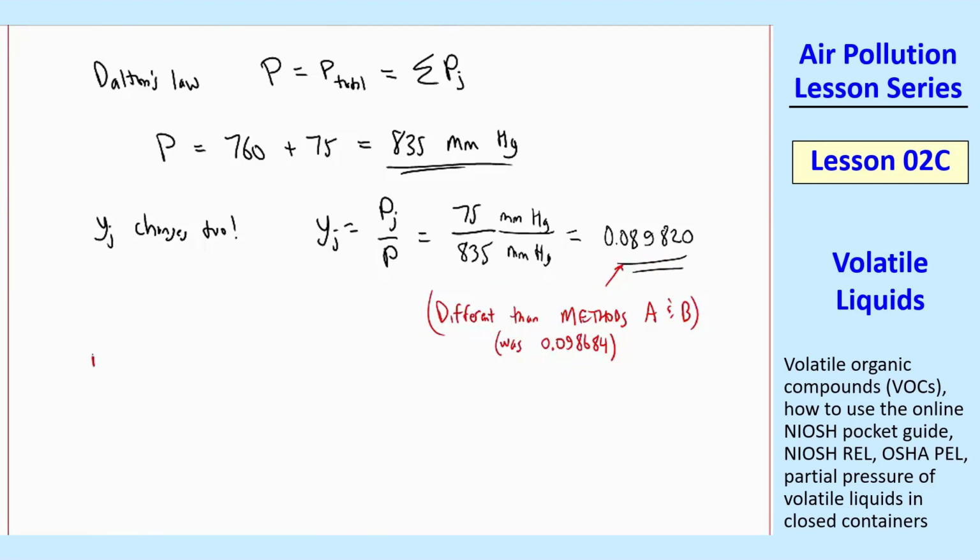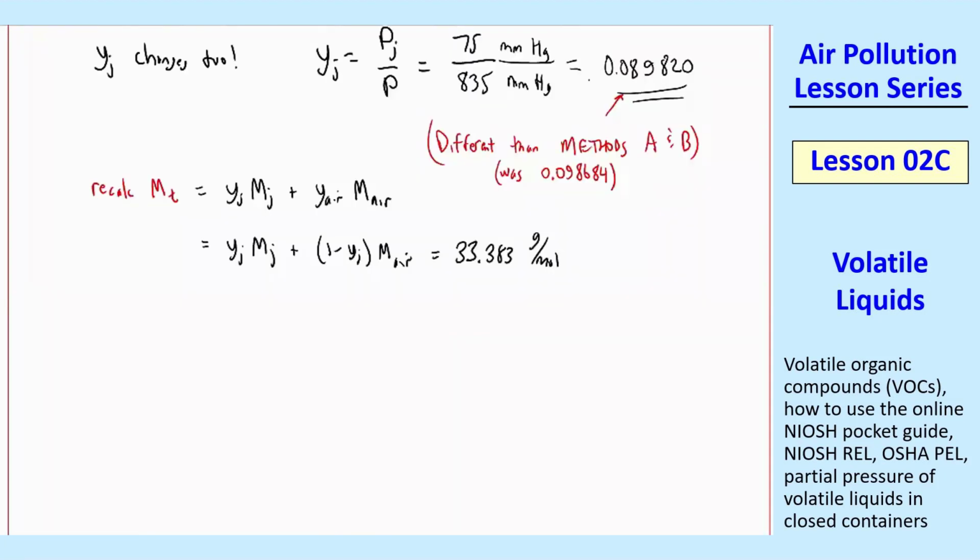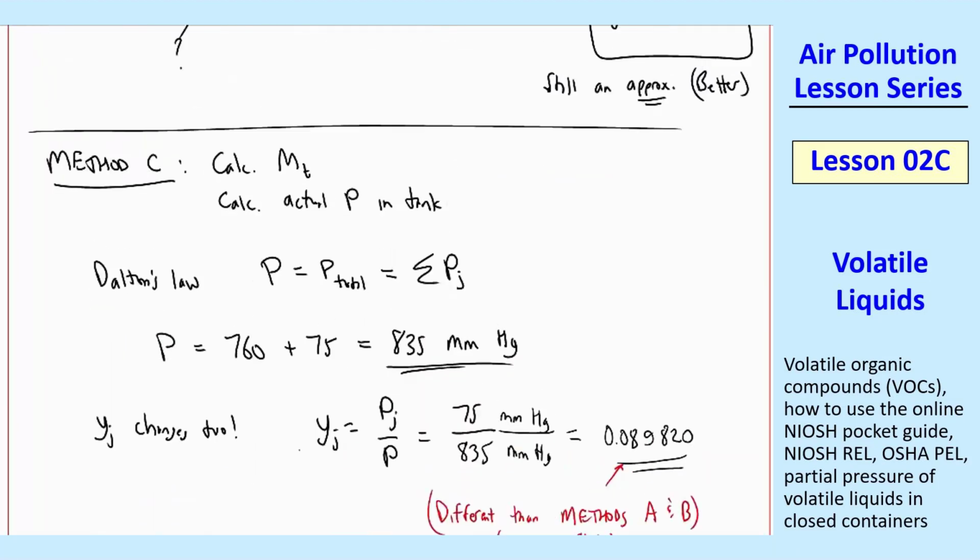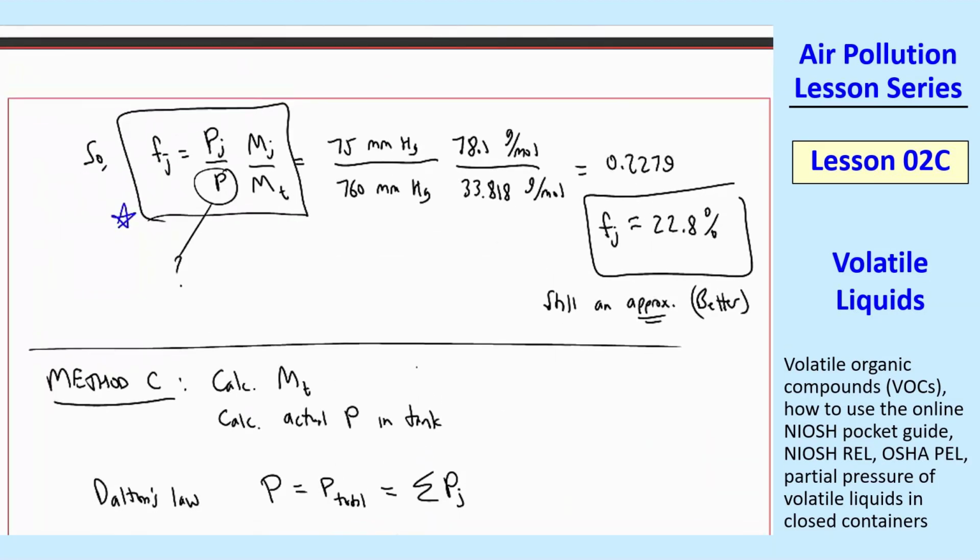Now we have to recalculate also the total or bulk molecular weight. And so that will become now y of the benzene times M of the benzene plus y of the air times M of the air. And without actually plugging in the numbers, I just want to point out that we have yj of the benzene, and then we have 1 minus yj of the air, since the y's have to add up to 1. And so I get for my new molecular weight 33.383, which is also different from what we had before, was 33.818. And then finally, we use the same equation that we had up here with the new values.